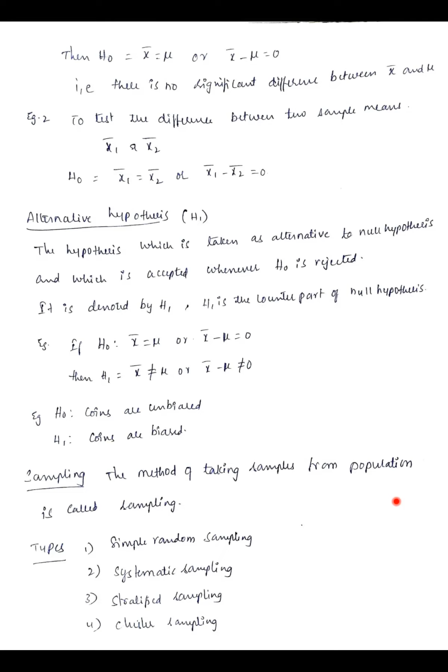And one more example: if the coins are unbiased according to the null hypothesis, and the coins are biased according to the alternative hypothesis, that means these two are entirely opposite in nature.